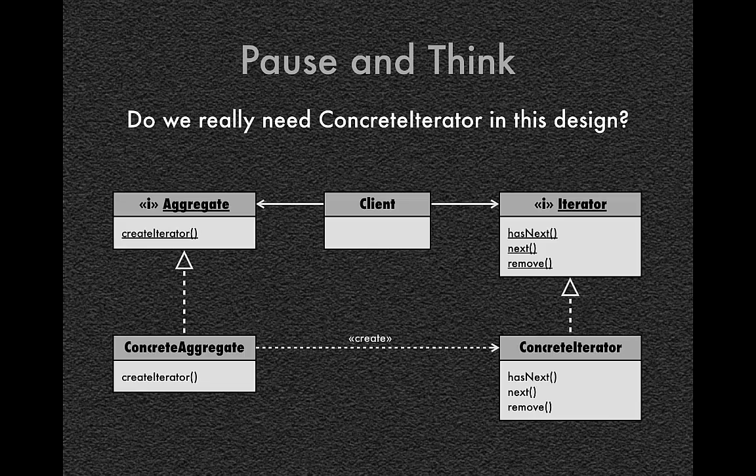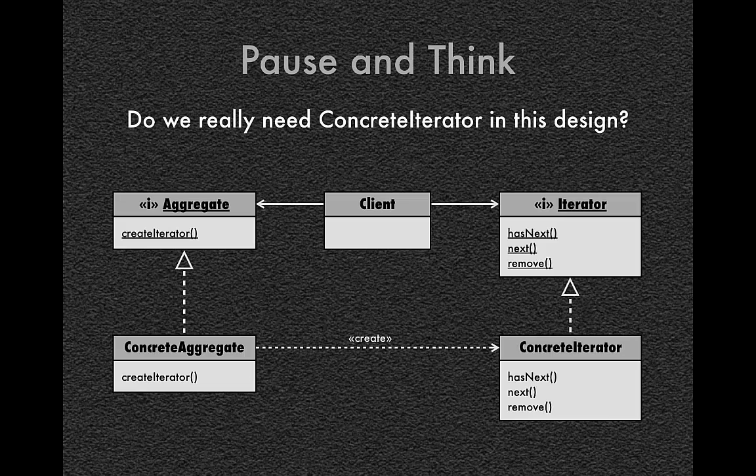But there's another question: should we eliminate the concrete iterator? And the answer, if you want to observe good design practices, is no, we should not eliminate the concrete iterator. The reason for this is that if the concrete collection class, the concrete aggregate here, implements both the collection interface and the iterator interface, then it's both a collection and an iterator.